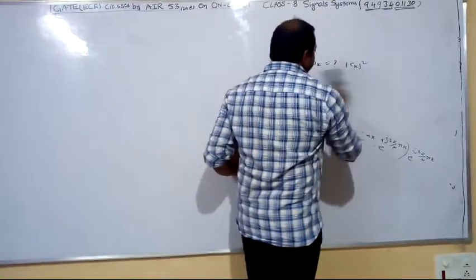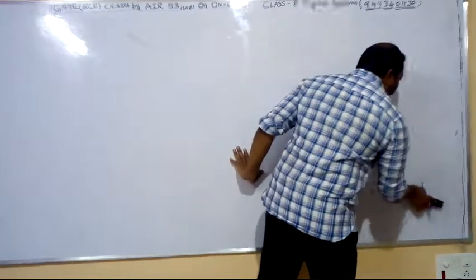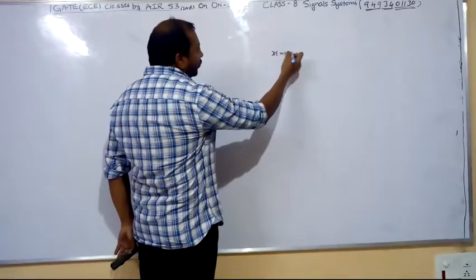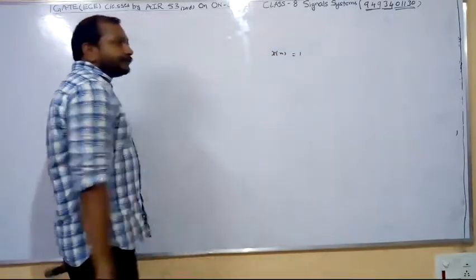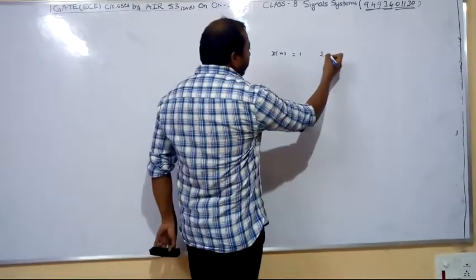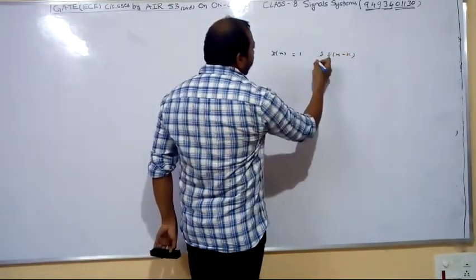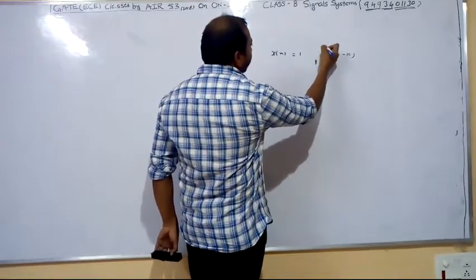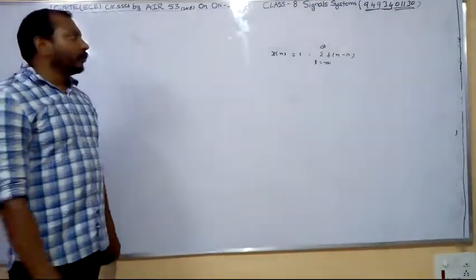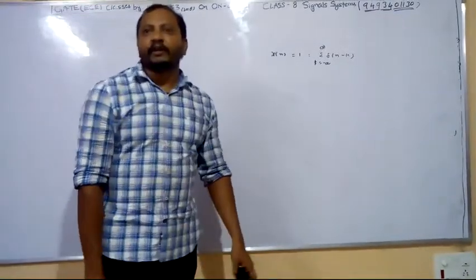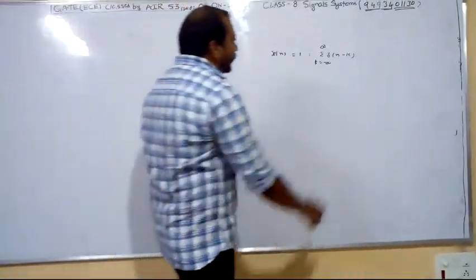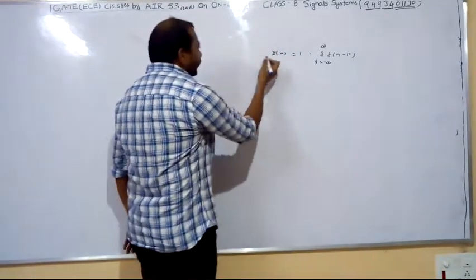Consider the signal x of n is equal to 1 for all values of n. That is nothing but, simply, you can represent it as the sigma of del of n minus k, k from minus infinity to infinity. If k is equal to 0 we have del of n, if k is equal to 1, del of n minus 1, del of n minus 2, del of n minus 3. For all values of n equal to 1, 2, 3, 4 and so on, the value is equal to 1.